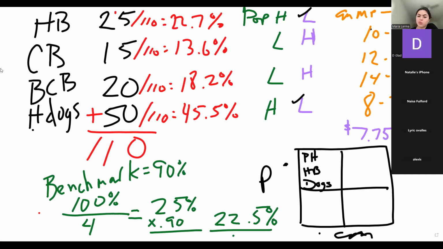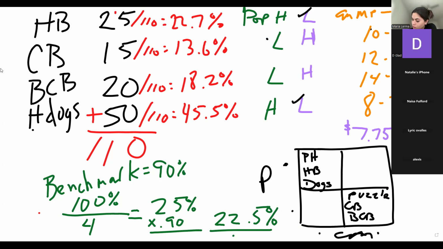Okay. And then we have low popularity and high contribution margin. That's our puzzles. So that's going to be our cheeseburgers and our bacon cheeseburgers. Okay. So just a quick 4-item menu analysis.